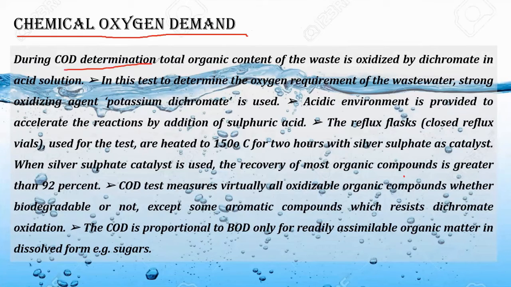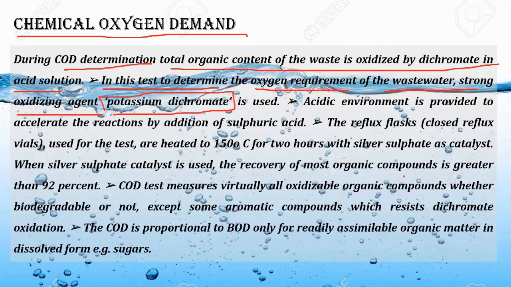During COD determination, the total organic content of the water is oxidized by dichromate. It is called chemical oxygen demand because chemicals are used for oxidation. In this test, we determine the oxygen requirement of wastewater. A strong oxidizing agent like potassium dichromate is used, along with sulfuric acid, which provides the acidic environment. Sulfuric acid and potassium dichromate together form chromic acid, H2CrO4, which is a very strong acid.